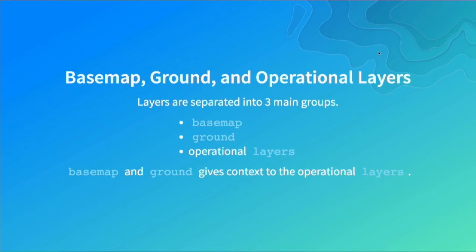Let's talk about parts of the map, though. A map can be broken out into 3 different pieces. We have the base map, which I'm pretty sure everyone's familiar with. We have operational layers, which apply everywhere. This is everything that's not a base map. But for 3D, we also have ground. Ground is a specific type of layer in the map, and this is for elevation data and stuff.